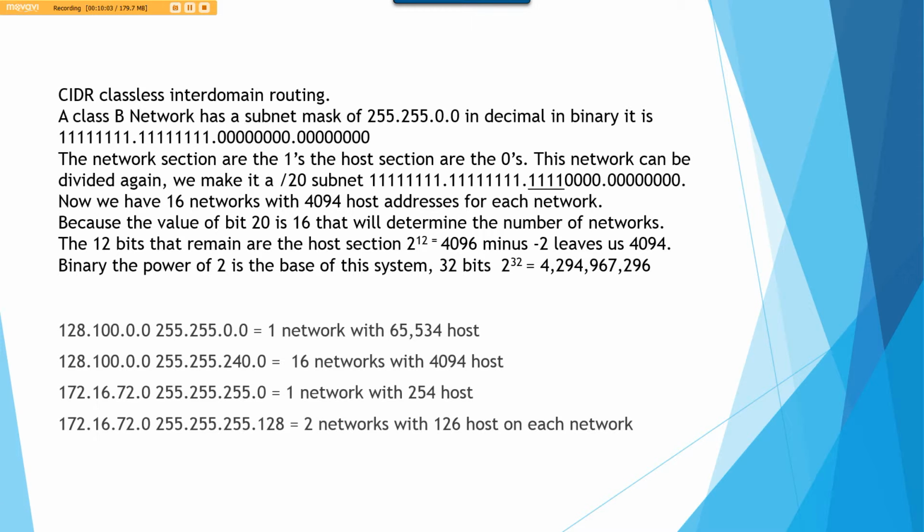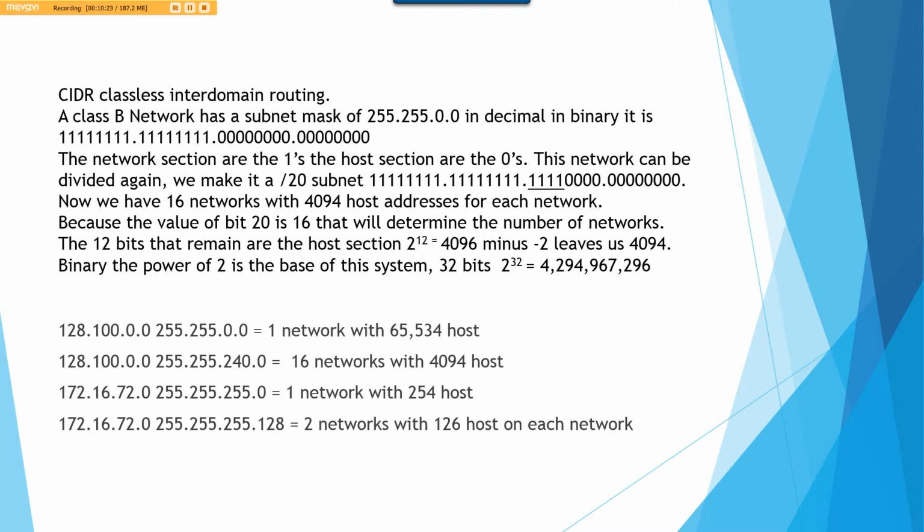Now we can divide that network down even more, like we mentioned earlier. We can have 128.100.0.0, 255.255.240.0. Then that's going to give us 16 networks with 4,094 hosts on each network.